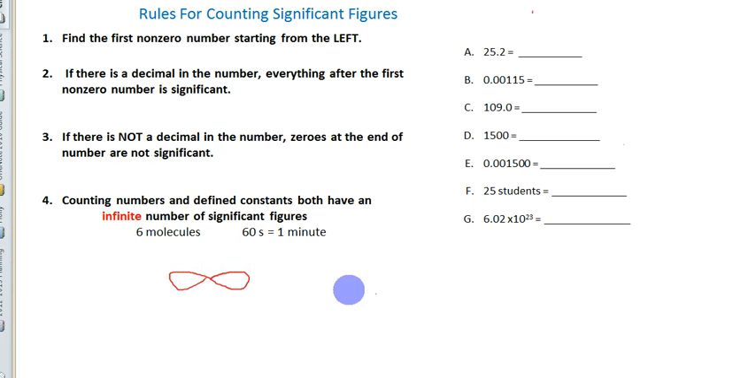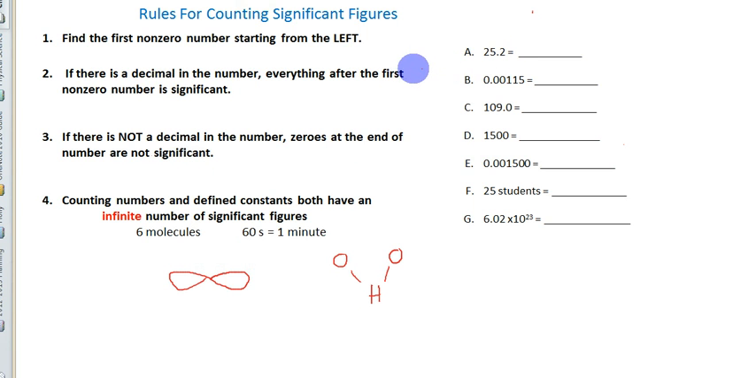So something like 6 molecules. Well, if I have a molecule of H2O, okay, if I have water, I've got the whole thing or I've got nothing. I can't have a half of a water molecule. There's no such thing as that. And similarly, 60 seconds is exactly 1 minute. There is exactly 60 seconds in a minute, and 1 minute equals exactly 60 seconds. So these are not measurements, these are constants. Okay, so let's go ahead and use these rules to count the significant figures in these examples.